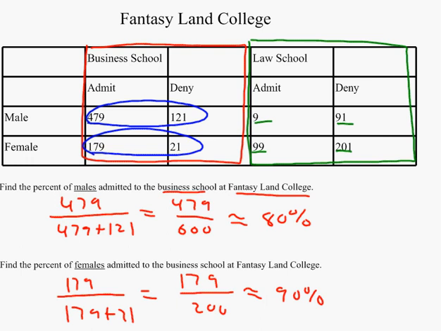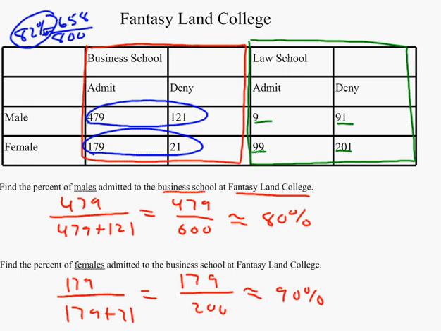And let's make one other comment about this business school. If we look in total, we had 600 males apply, 200 females apply. That means 800 people apply to business school. And if we add up how many got accepted, we get 479 plus 179, we get 658. Well, if we divide those, we end up with 82%. So that means that 82% of the people who applied to business school were accepted. In other words, the business school is kind of easy to get into.